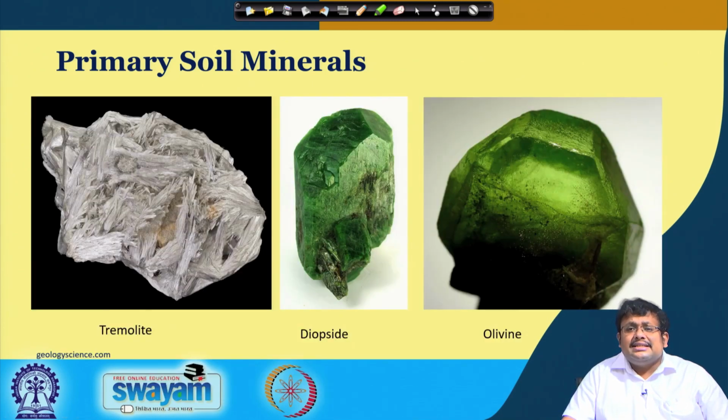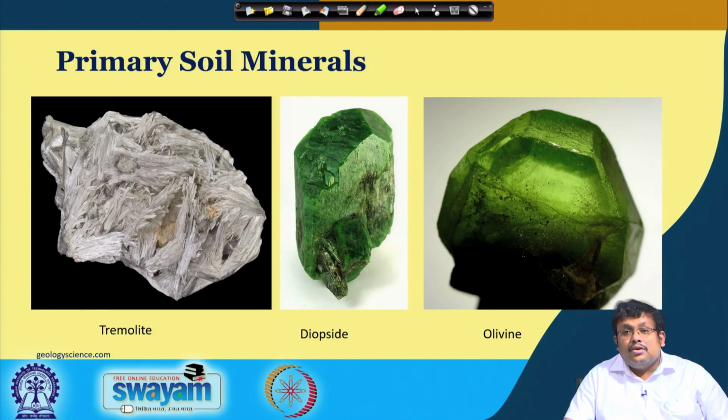So, let us see some pictures of these minerals. This is an example of tremolite. As you can see, this is diopside and olivine, all these are primary minerals. All these primary minerals form the skeleton of the soil, that means the sand and silt fraction.